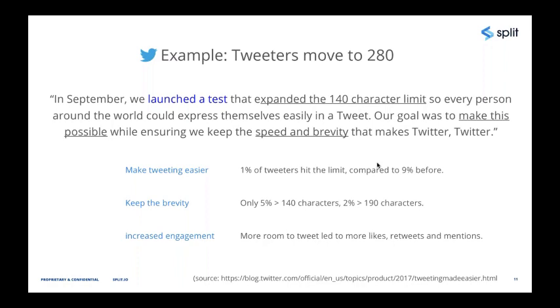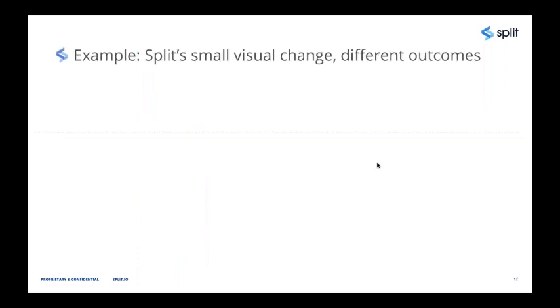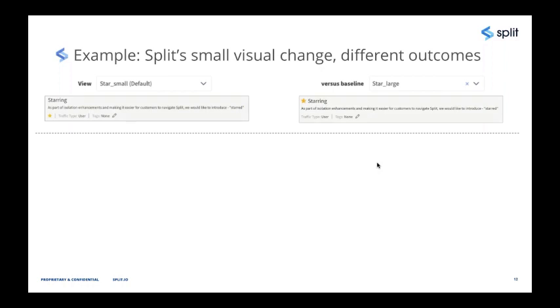Now, if you look at one that we currently have running, this is an example of a split that we currently are running an experiment on. It's a very small visual change, but it drove dramatically different outcomes across our customer base. So in this example, we have 2 treatments. We have a small treatment on the left and a large treatment on the right. And just clicking in here, it's very, very simple. We're just moving the star. We're taking a small star on the left, and we're making it a bigger star on the right.